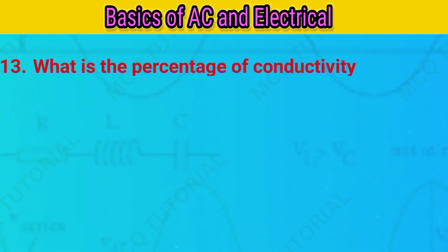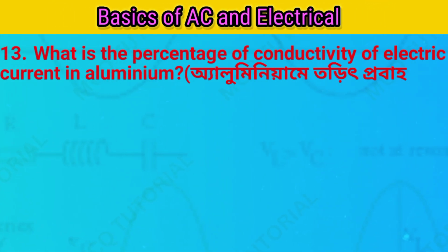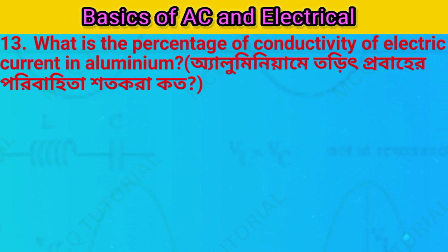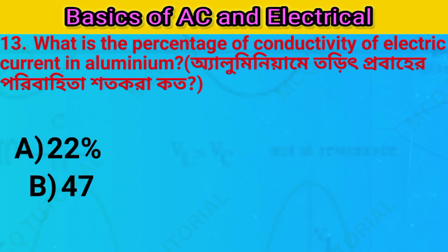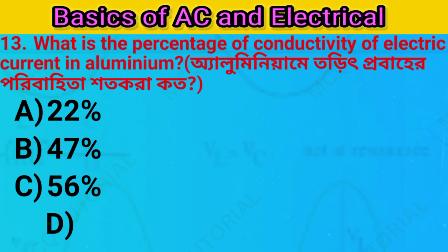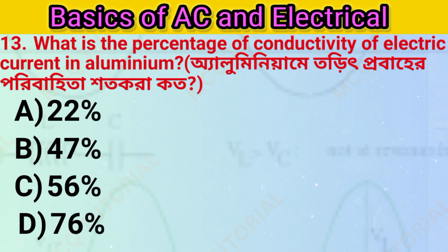Question number 13. What is the percentage of conductivity of electric current in aluminium? Option A 22%, option B 47%, option C 56%, option D 76%.